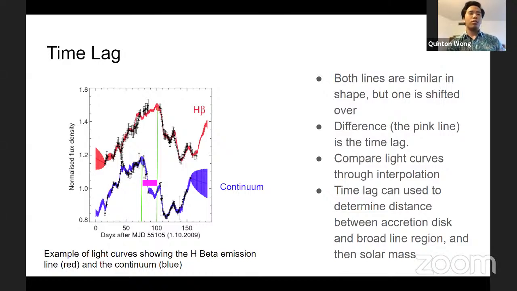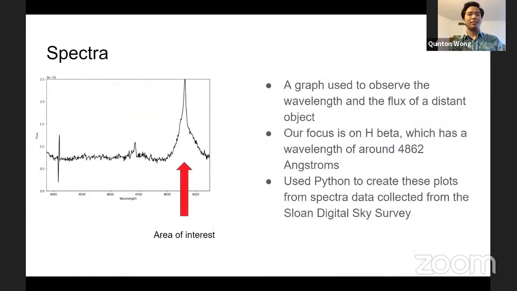We use a program called Python, and what Python does is it compares these two light curves using a process called interpolation. To put interpolation really simply, the program looks for two points, and then it estimates where it thinks another point might be in between those two points. The time lag, again, is used to measure the distance between the accretion disk and the broad line region. So it finds how long it takes for the radiation to echo, and then we can use that later to determine solar mass. JD, can you go to the next slide, please?